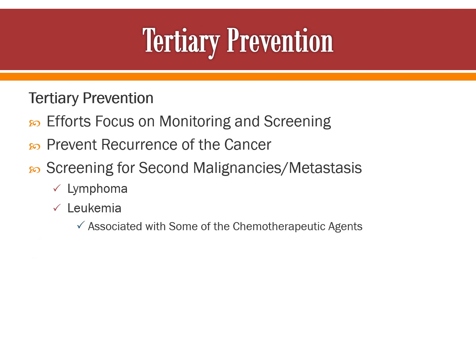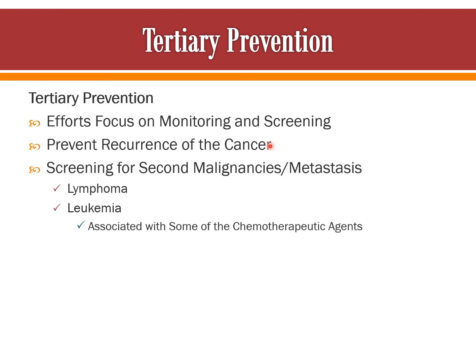The tertiary prevention. So you're still focusing on monitoring and screening, but really tertiary is after the fact. So you're preventing the recurrence of the cancer. So this is usually after you've had a cancer and now you don't want it to come back. So you're basically trying to be very diligent in terms of your diet, making sure you're getting your screenings done so that they can catch it early, if anything.